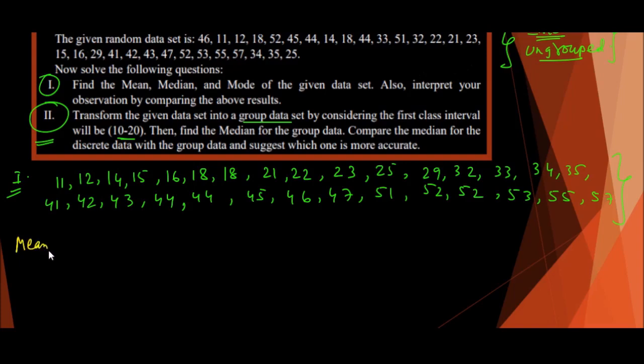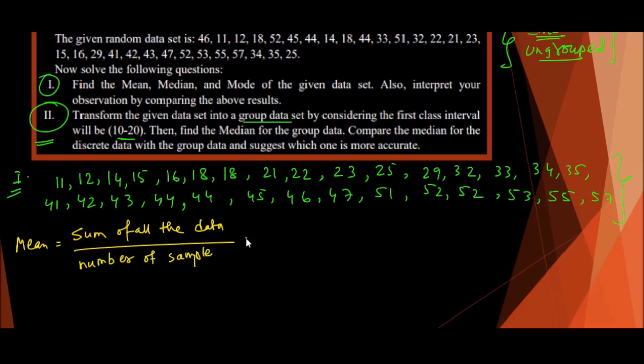Mean: sum of all the data divided by number of samples. Just check how many samples you have. Total number of, let me write it, sum of all the data divided by number of samples.